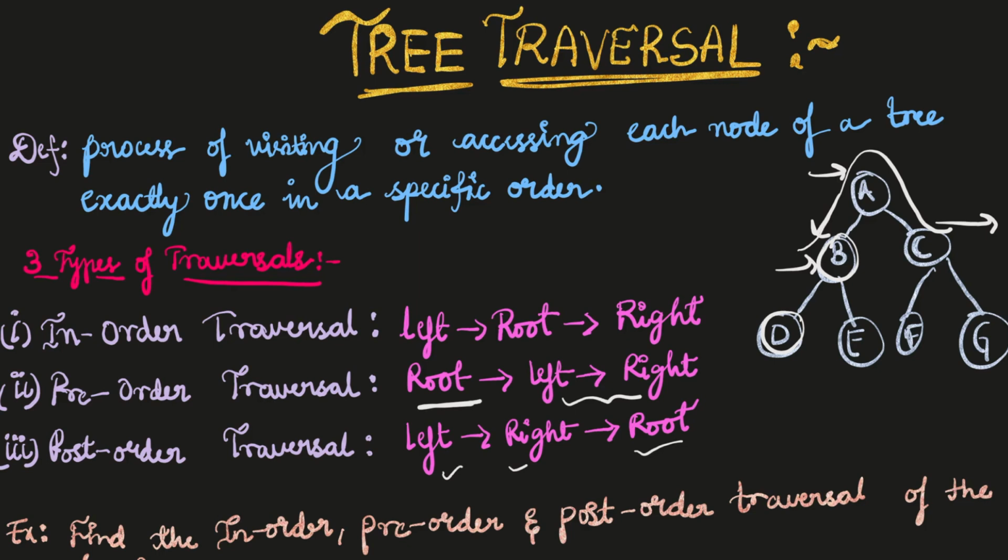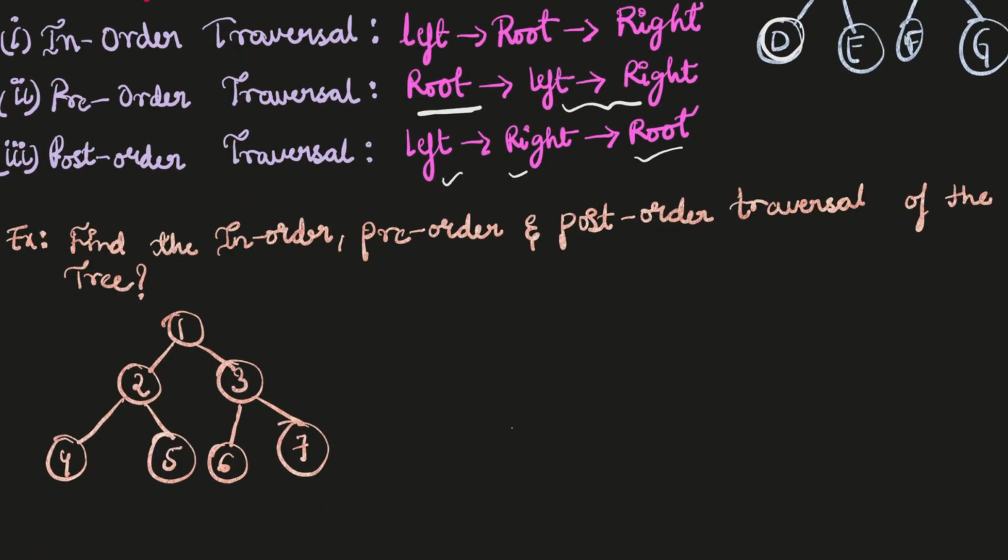Now let's see what the different types of questions asked based on this tree traversal are and how we solve them. So let's get started. The first question says find the in-order, pre-order and post-order traversal of the following tree. So this is our tree and he is asking us to find in-order, pre-order and post-order. Let's find in-order first. What is in-order? It is nothing but left, root and right.